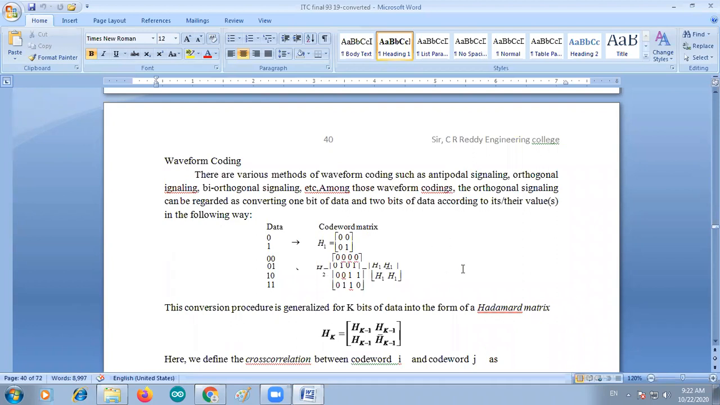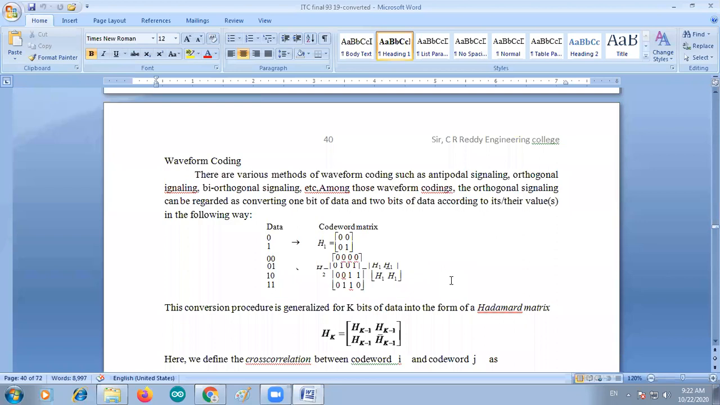H1, H1 is the first row, H1, H1 bar is the second row. Likewise, you can arrange any type of waveform coding based on the number of bits used for the signal. If the number of bits is 3, how many signals are there? There are 2 to the power of 3, 8 signals.